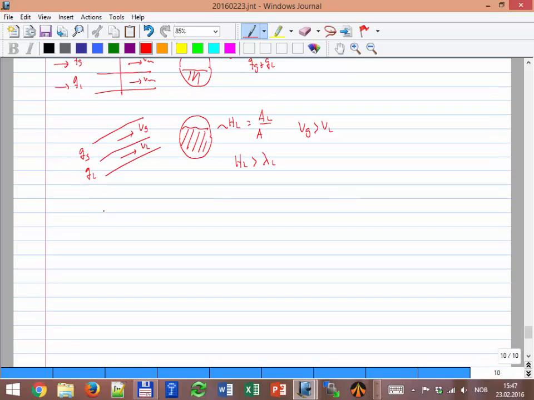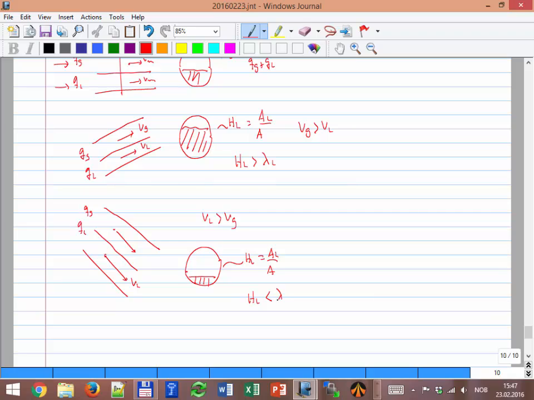Now we have another case where it's going downhill and we are injecting again the same amounts, Q gas and Q liquid, going downwards. In this case, let's say the liquid is going quicker than the gas. So in that case, it's going to look like this. And then you have another holdup equal to the area of liquid divided by the area of the pipe. And here the holdup of liquid is less than the non-slip volume fraction.